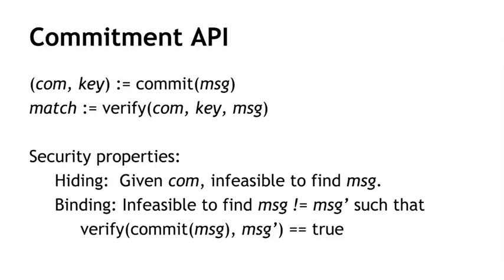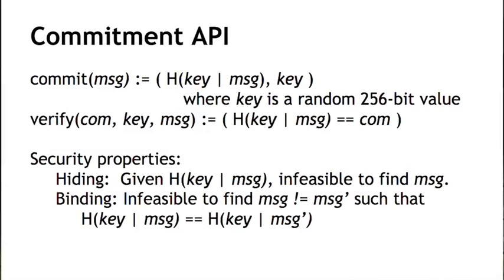Okay, so how do we know that these two properties hold? Well, first we need to talk about how we're going to actually implement commitments. And the way we're going to implement commitments is like this. In order to commit to a value message, we're going to generate a random 256-bit value and call it the key. And then we're going to, as the commitment, return the hash of the key concatenated together with the message. And as the key value, we're going to return the key. And then later, to verify, someone is going to compute this same hash of the key they were given, concatenated with the message, and they're going to check whether that's equal to the commitment that they saw. Okay, so this is a way of using hash functions both in the commitment and in the verification.